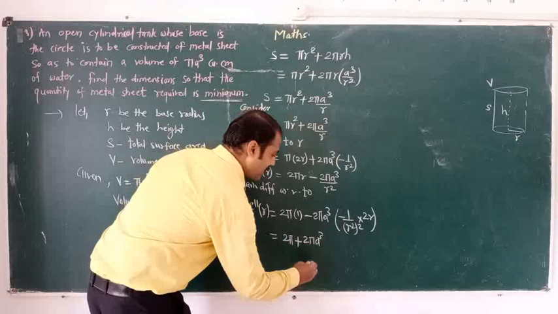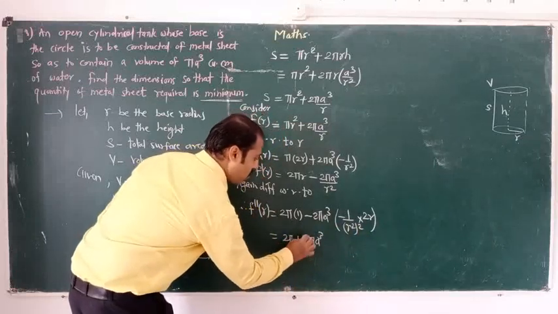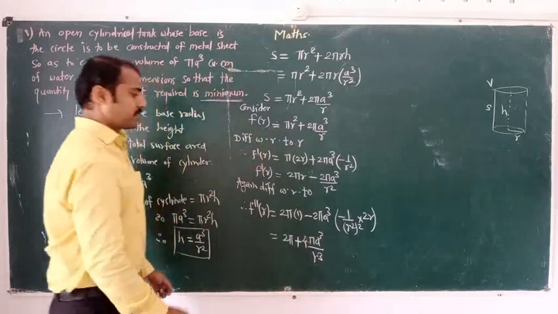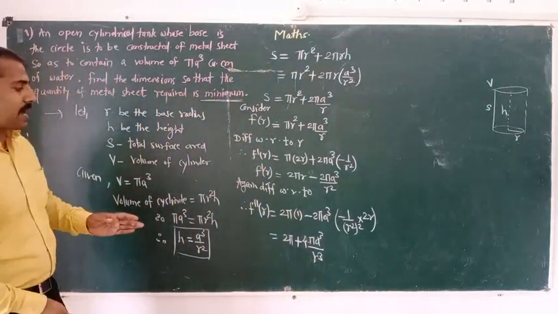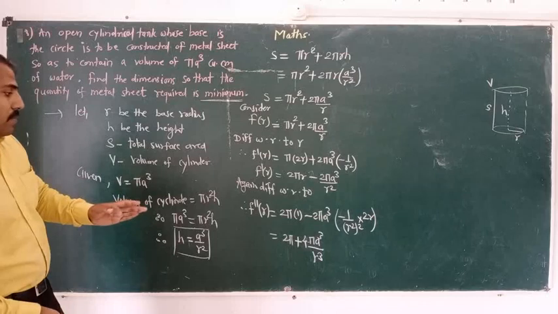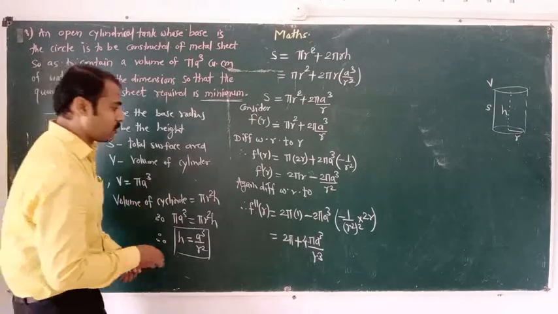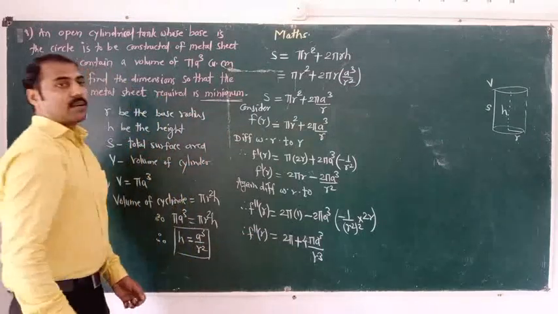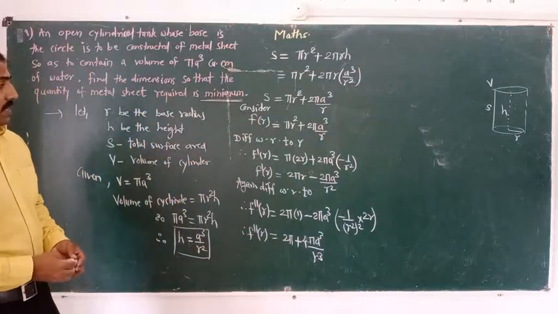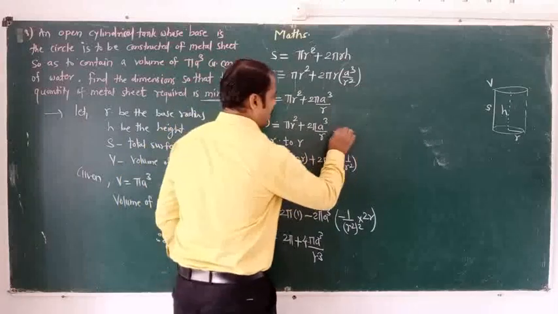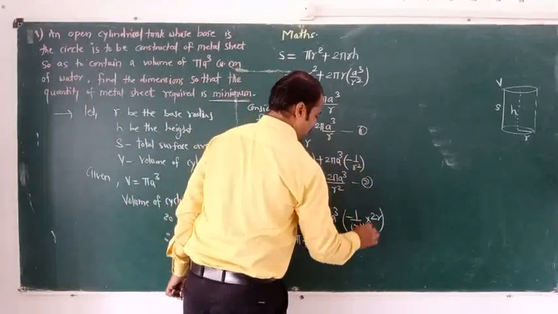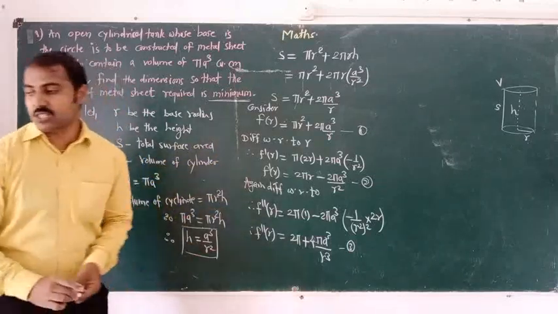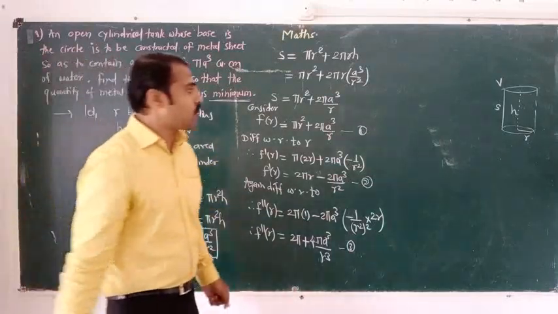What is remaining? 2 into 2, 4 divided by R cube. So 2 pi plus 4 pi a cube divided by R cube. It's our f double dash of R. Now, here we find equation number first, equation number second, equation number third. Means we find the function's derivative and the function's double derivative for extreme points.